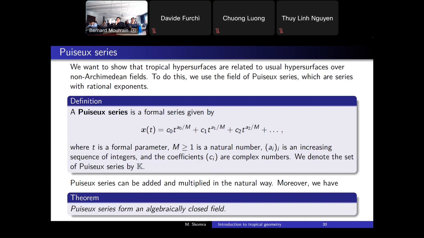Okay, and I forgot to say that the sequence is supposed to be increasing, but this is like in the usual Taylor series, right? It's supposed to be 0, 1, 2, and so on. In Laurent series, it's supposed to be -5, -4, -3, and so on. And here it is also supposed to be increasing, but with the same denominator. Okay. So by taking more general exponents, I made this into an algebraically closed field.